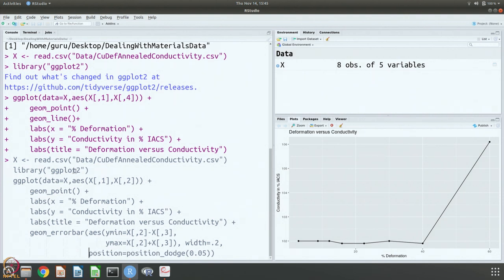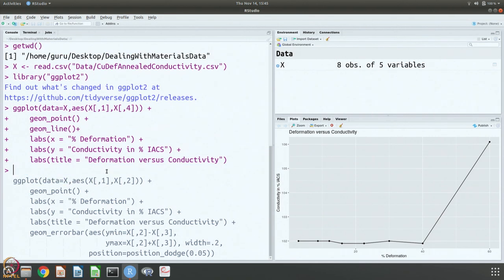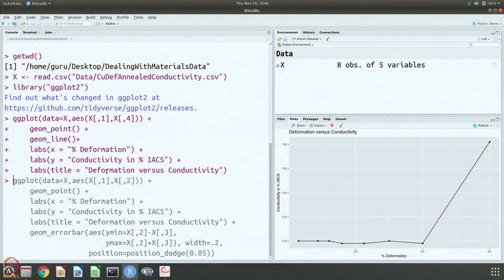Okay, so we have read the data, so it is not needed. So we are going to use ggplot, data is x, and we are going to look at the deformed sample first. So it is x1 versus x2, and we are going to put points, and we are going to label the xy axis, and we are going to give a title, it is deformation versus conductivity, and the data points are plotted with error bars.